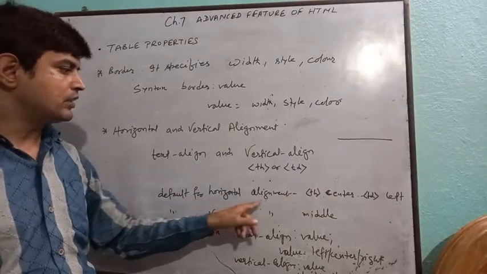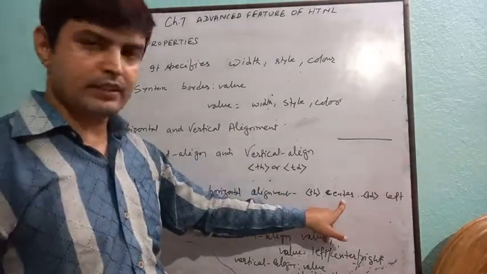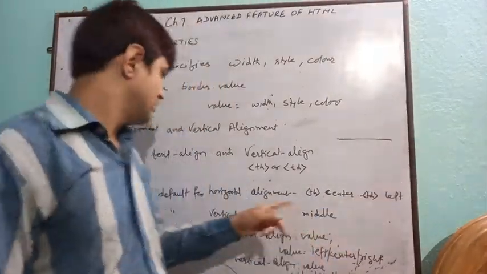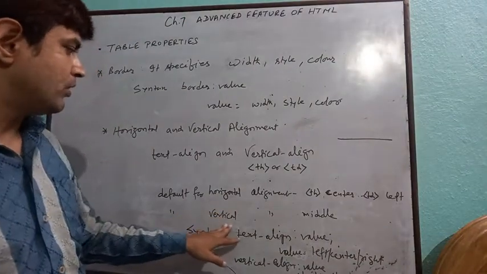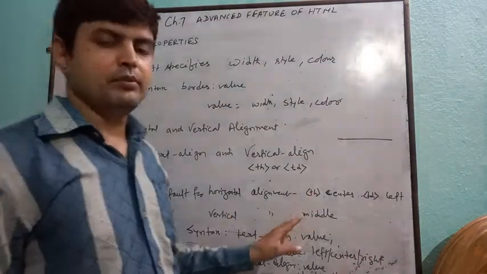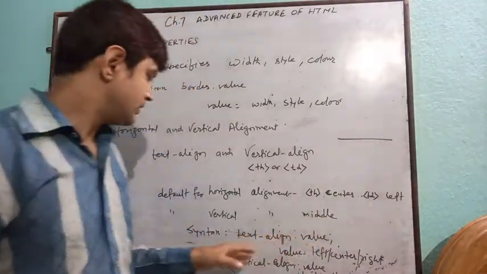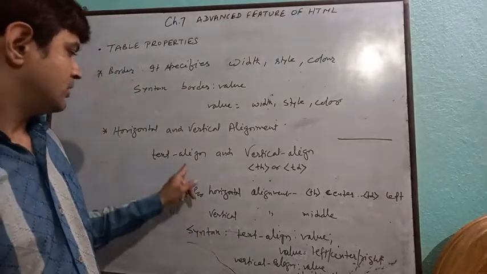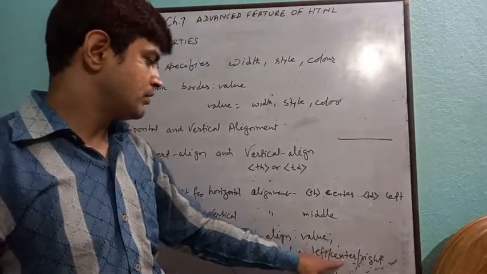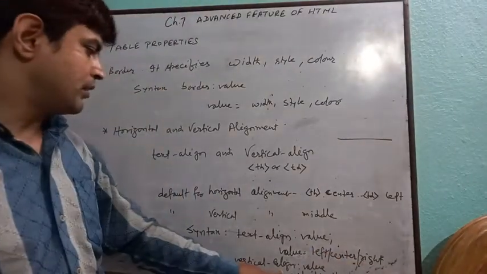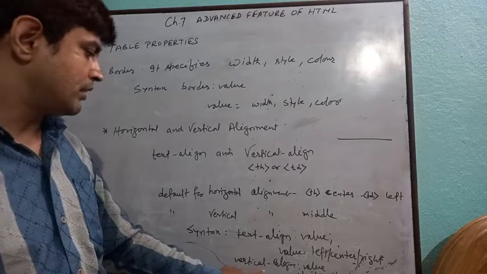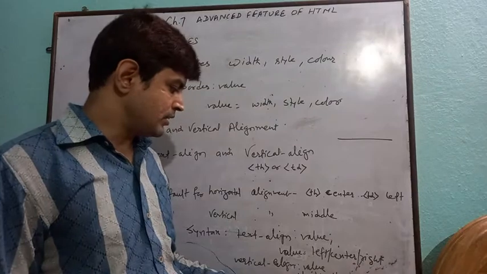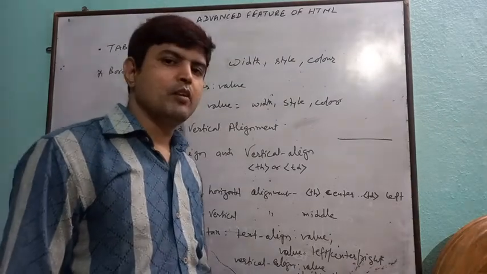The default for horizontal alignment is center for table heading, and for table data, the data will be aligned left. That is the default alignment. For vertical alignment, the default is middle. Its syntax is text align value. For horizontal, the value will be left, center, or right, and for vertical alignment the syntax is vertical align colon value, where the value is top, middle, or bottom.